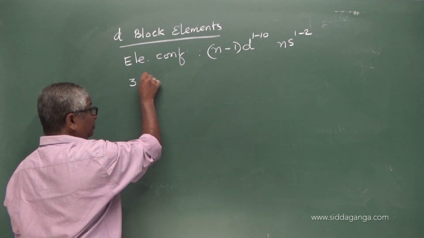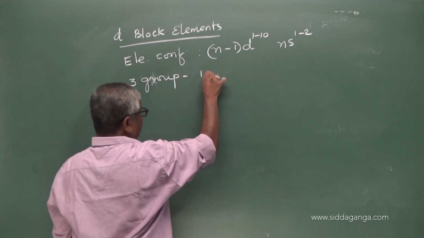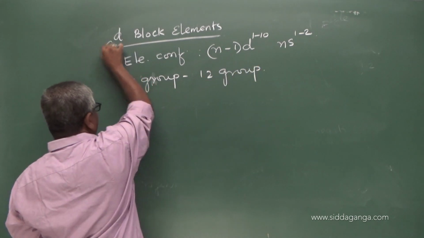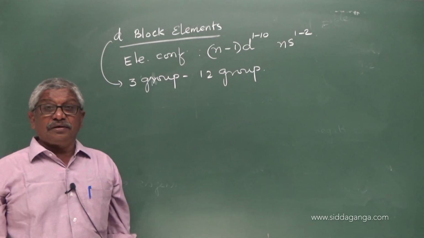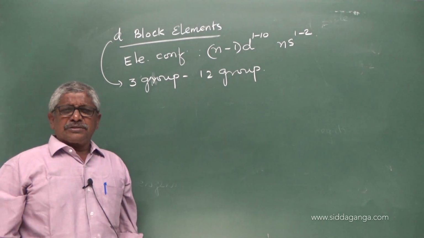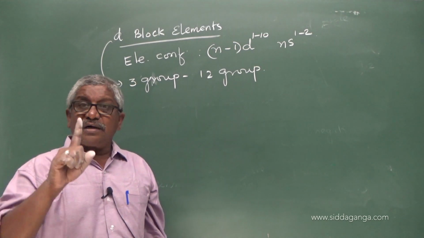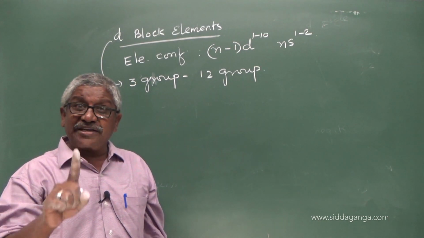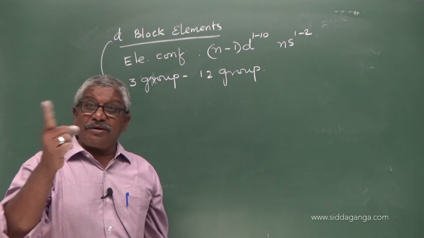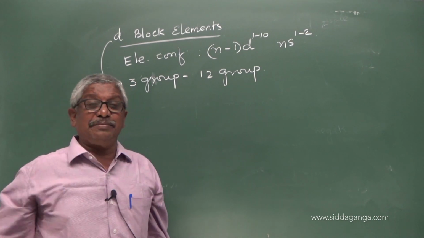Third group to 12th group is called the d block. 10 groups are available, third group to 12th group. So which elements are called d block elements? The last electron has to get filled in the d orbitals, either in atomic state or in ionic state. Then it is called d block elements.